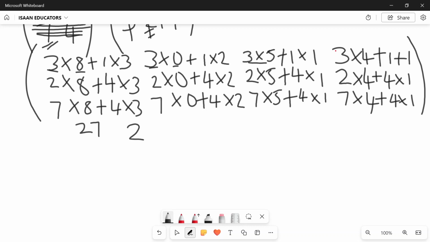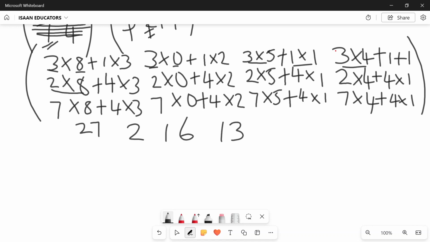Then you proceed to this one. We have 3 times 5, which is 15. Then 1 times 1, it is 1. So you are going to take 15 plus 1. 15 plus 1 is 16. So we move to this one. This is 3 times 4, it will give you 12. Then 12 plus 1 is 13.